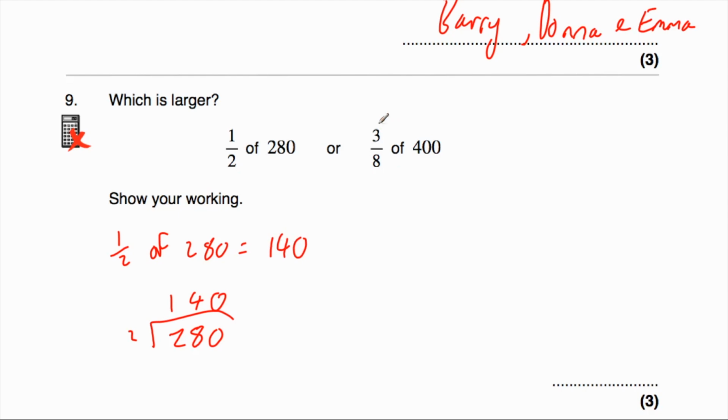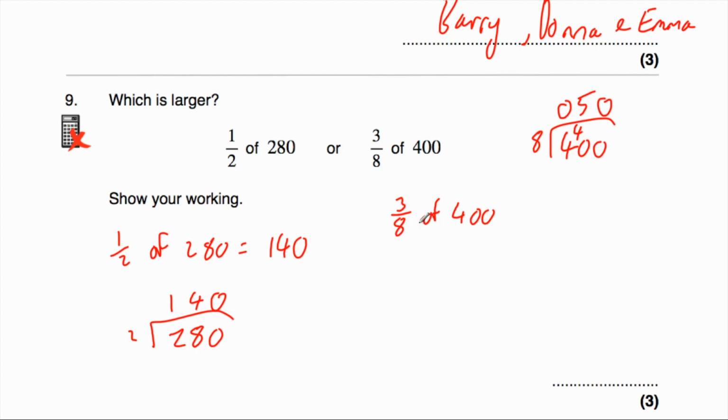Let's work out what 3/8 of 400 would be. To find 3/8 of 400, we're going to divide by the bottom and times by the top. So we're going to take the 400 and divide it by 8 to begin with, to find an eighth of it, and then we're going to times by the top. So let's do 400 divided by 8. How many 8's go into 4? 0, remainder 4. How many 8's go into 40? Well, 5 times 8 is 40, so that's 5. And how many 8's go into 0? 0. So 400 divided by 8 is equal to 50.